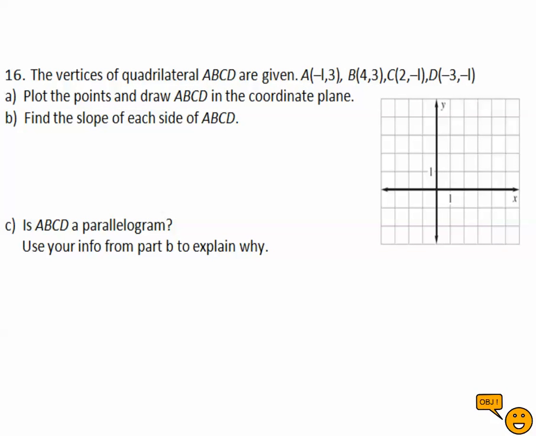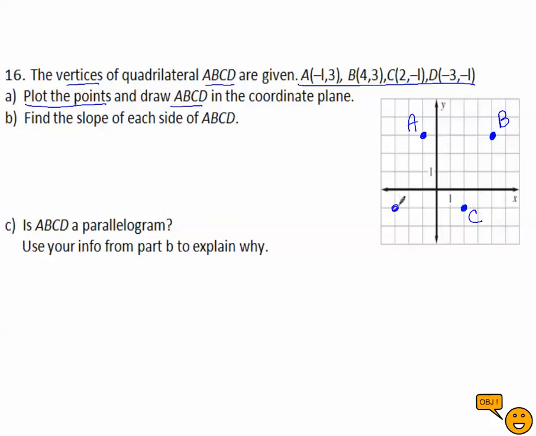The vertices of quadrilateral ABCD, in that order, are given here. First, plot the points and draw ABCD in the coordinate plane. A is -1, 3. Put an A. B is 4, 3. Put a B. C is 2, -1. And D is -3, -1.